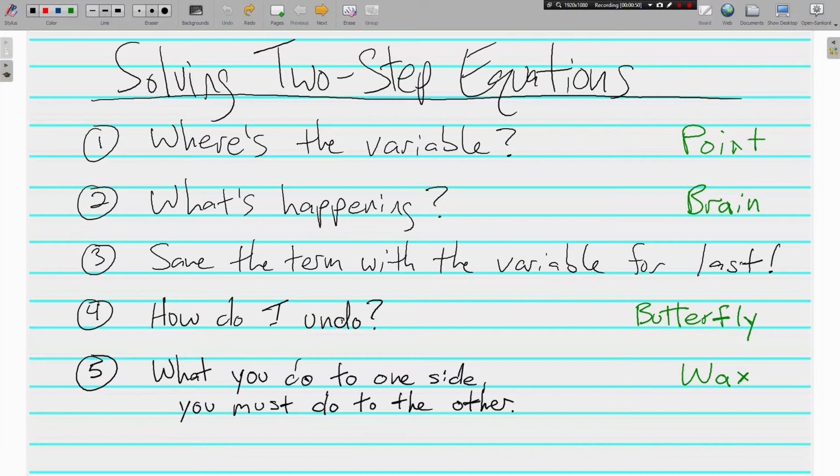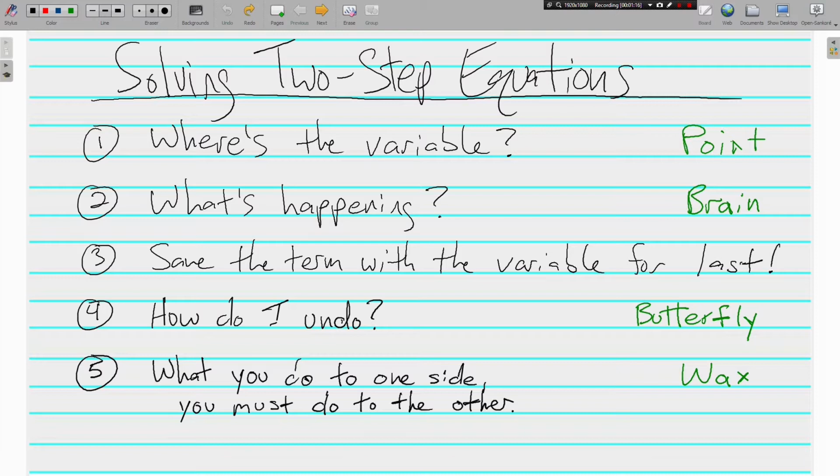Number 2, what's happening? We look at what's happening with the variables. Step 3, save the term with the variable for last. And again, you'll get to see all of these in the examples we're going to do. Step 4, how do I undo? Undo with the opposite. And number 5, what you do to one side, you must do to the other side.